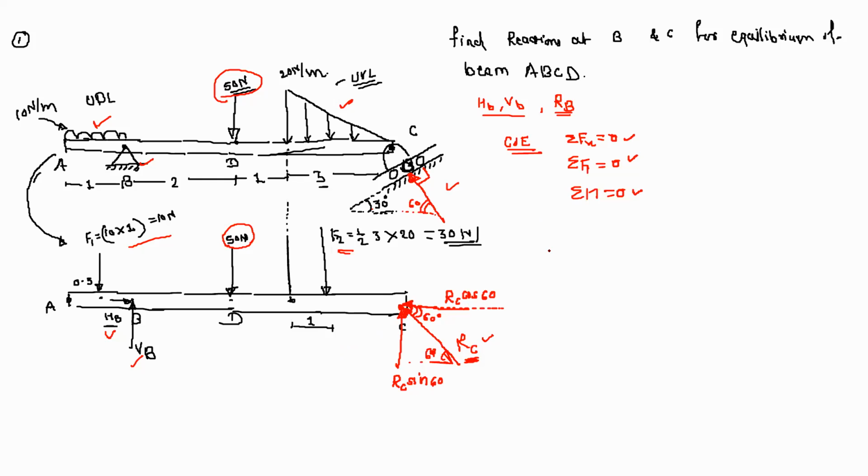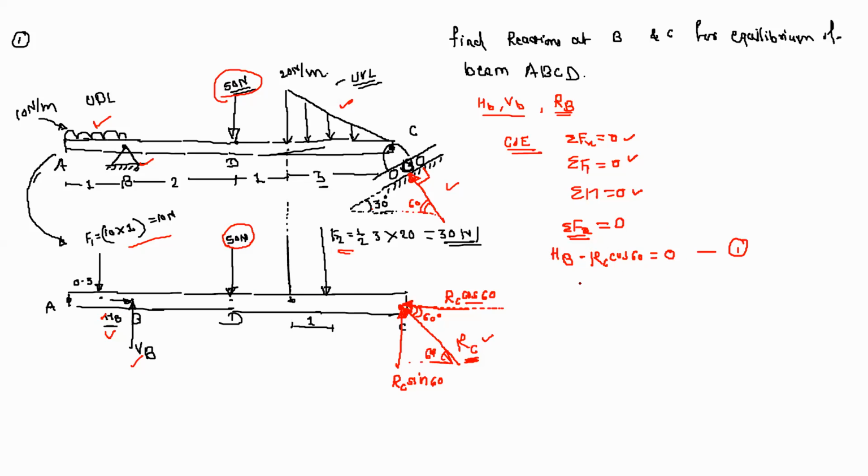So now you can use the summation Fx equal to 0. Write summation Fx: first is HB, positive x direction. Then the second force in the x direction is RC cos 60, so it is minus RC cos 60, equal to 0. Okay. In this single equation, we have two unknowns, so we cannot solve this. Just call this equation 1.